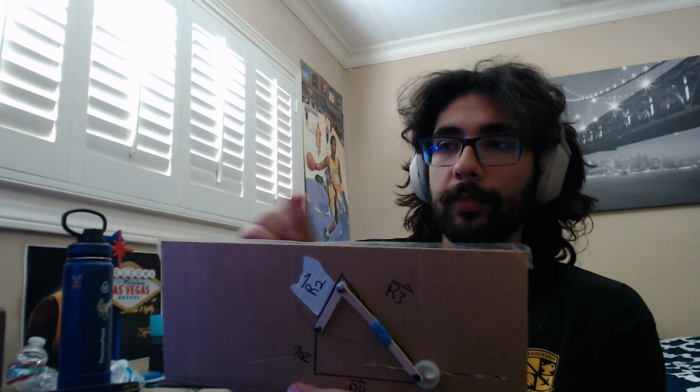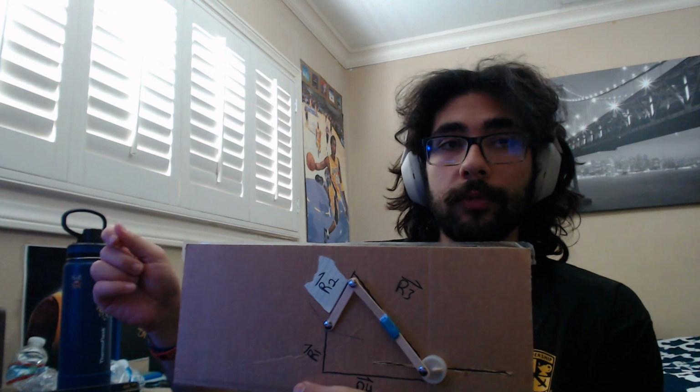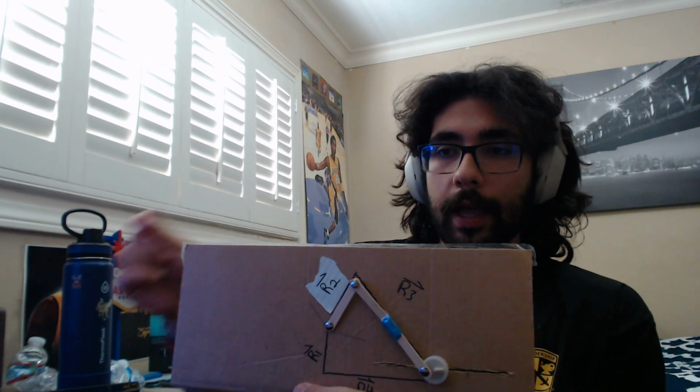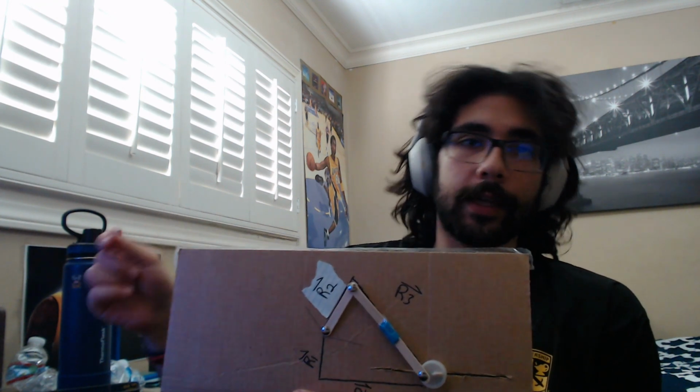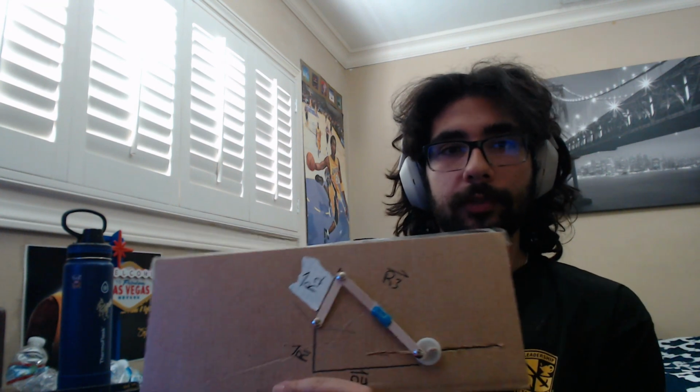An interesting thing about this mechanism is it has two dead points, and a dead point is when the input link can no longer move in that direction, and when the coupler and follower are in the same axis. So I'll demonstrate those right now.